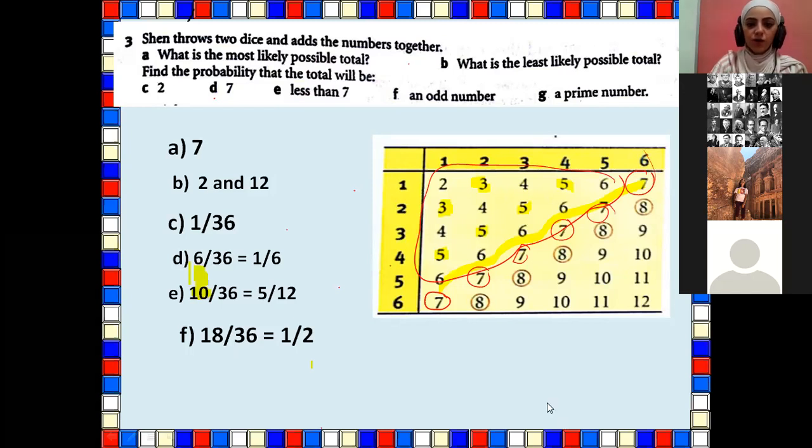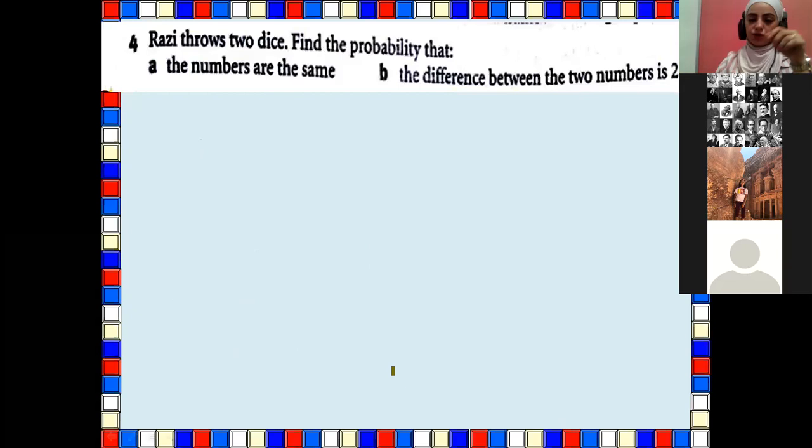Again, no need to write your answer in simplest form if the question didn't mention it. So it's 5 out of 12 in simplest form. Yes. Let's go to another question here.